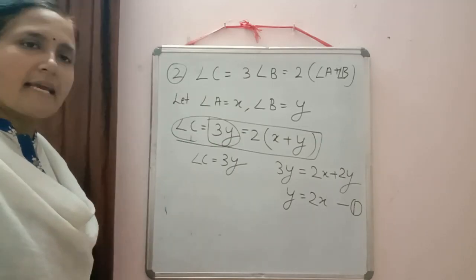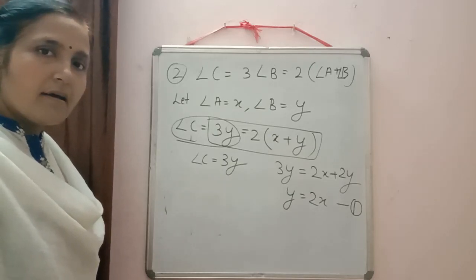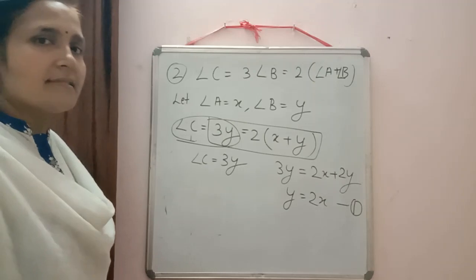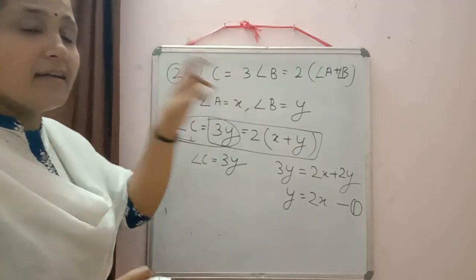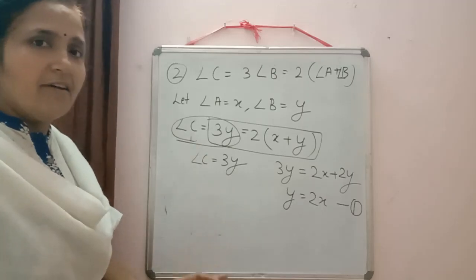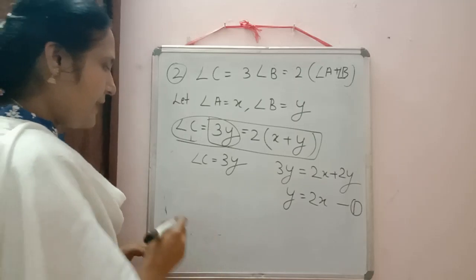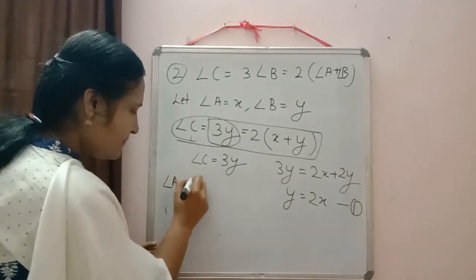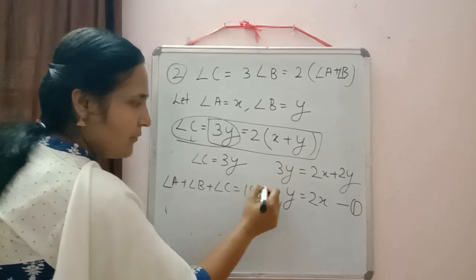Now any other information is not given. How will we frame the second equation? Can you tell me? Yes. For framing the second equation they gave that these are the angles of a triangle. So which property can we use? Angle sum property of triangle. We know angle A plus angle B plus angle C is equal to 180 degree.